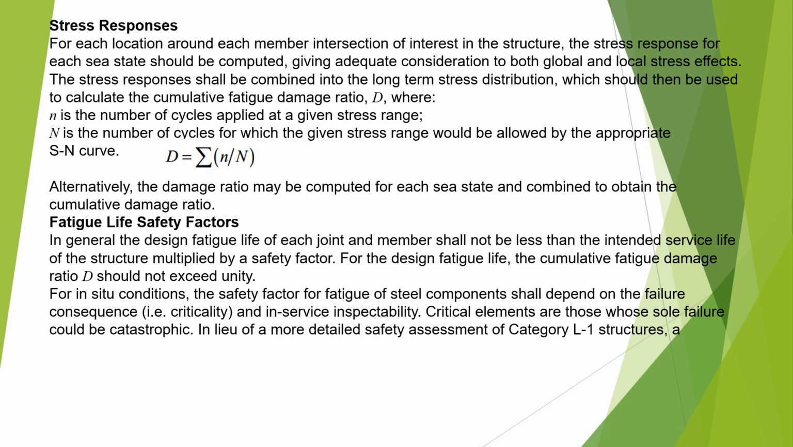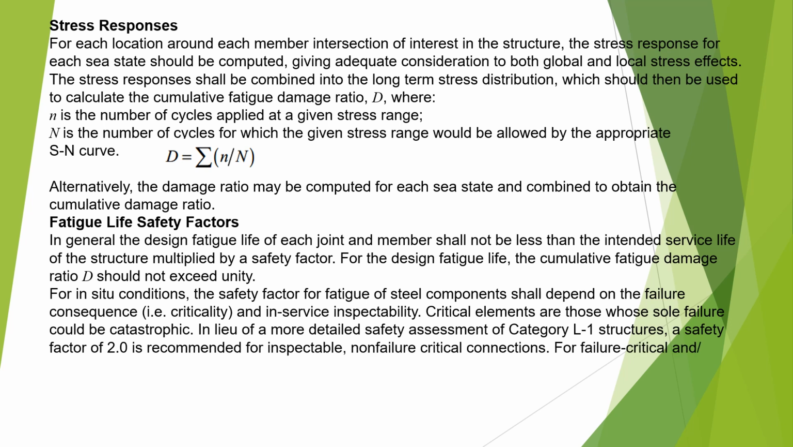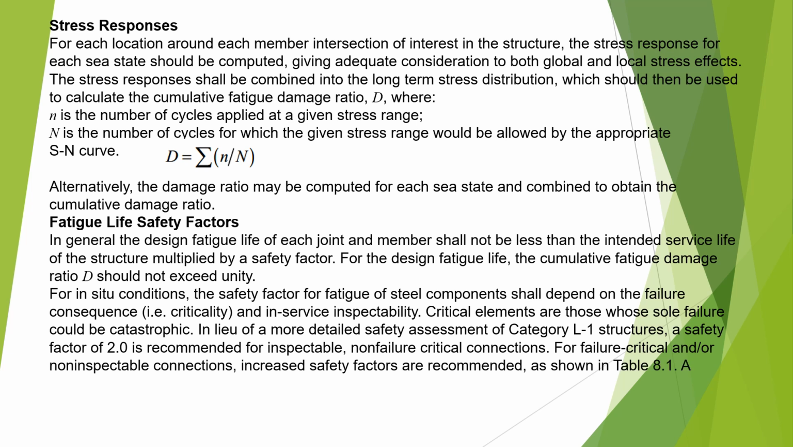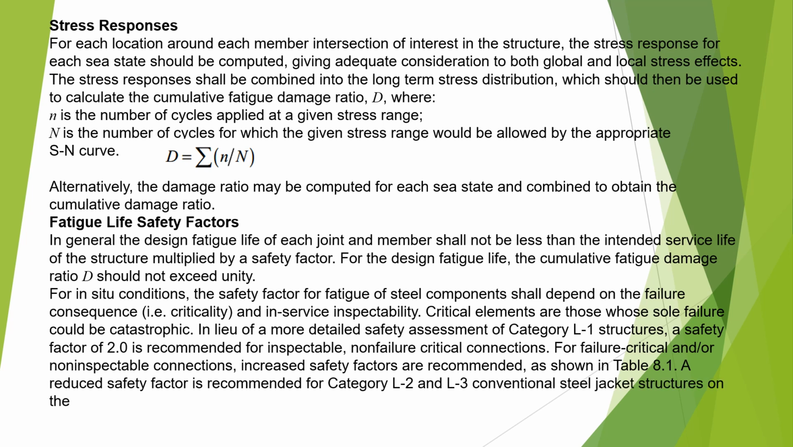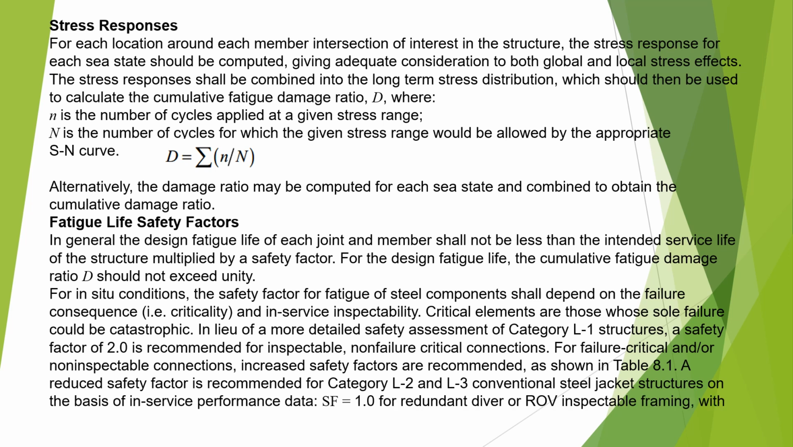Critical elements are those whose sole failure could be catastrophic. In lieu of a more detailed safety assessment of category L1 structures, a safety factor of 2 is recommended for inspectable and non-failure-critical connections. For failure-critical and/or non-inspectable connections, increased safety factors are recommended. Reduced safety factors are recommended for category L2, L3 conventional steel structures on the basis of in-service performance data. Safety factor 1 for redundant diver or ROV inspectable framing, with safety factors for other cases being half those in the table.